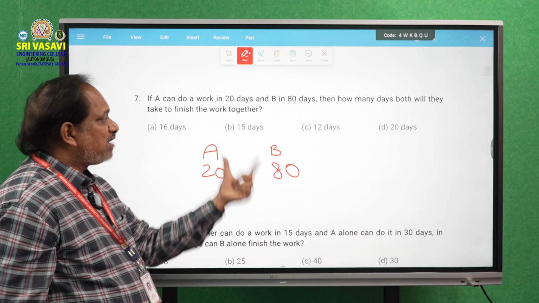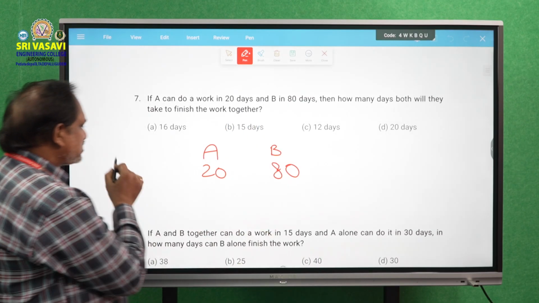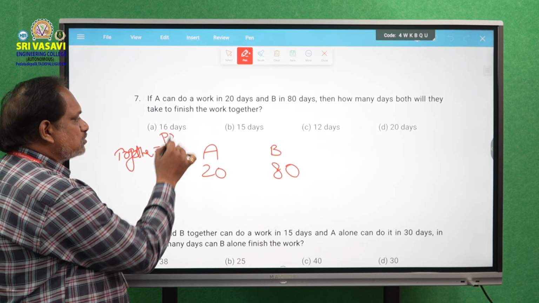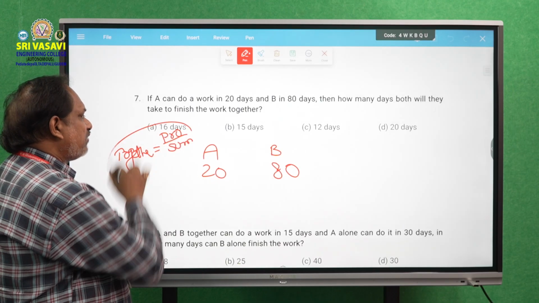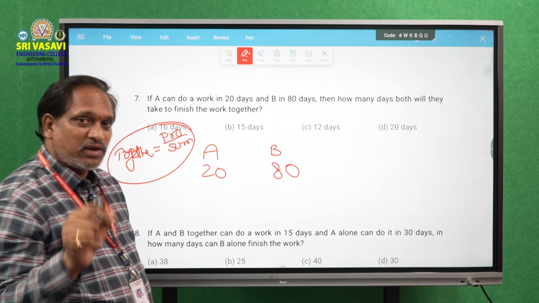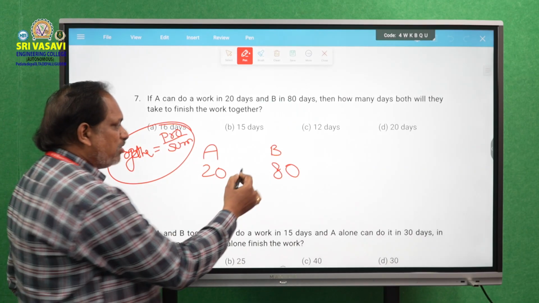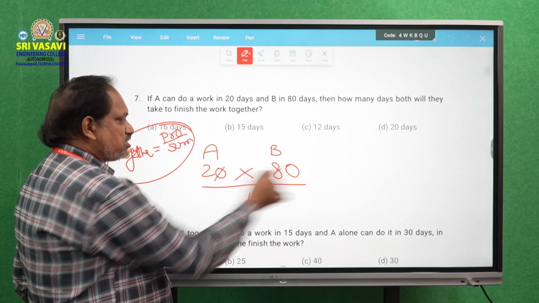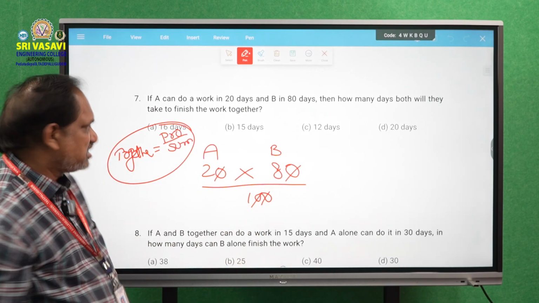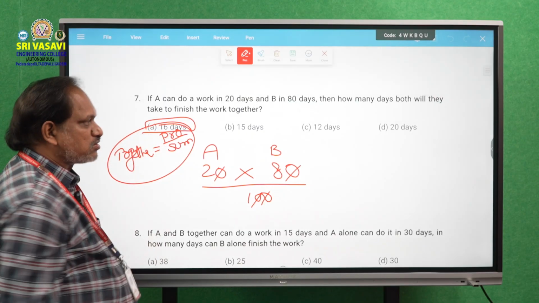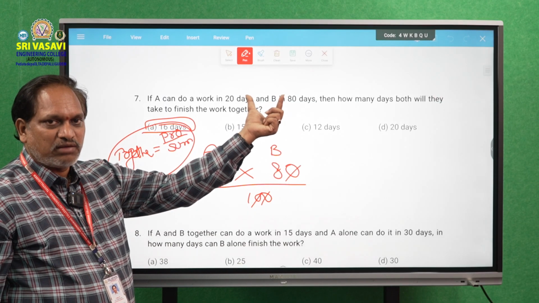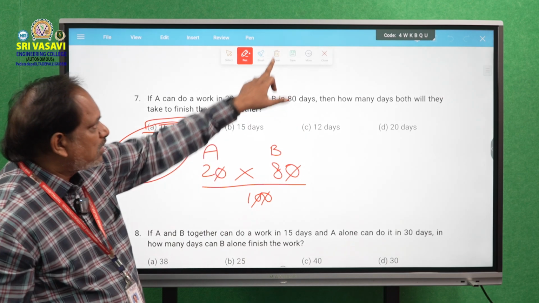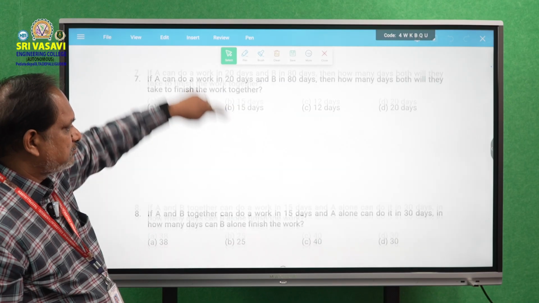concept. So whenever time and work together is required, identify the simple formula: together is equal to product by sum. Whenever time and work, always identify together required, together is equal to product by sum. So now simple logic, 20 into 80, 20 plus 80 is equal to 100. 2 zeros are eliminated, 2 8s are 16. The first option is the right choice for this question. Simple solution to a lengthy question. Whenever together is required, identify product by sum. This is one logic. Now go for a different question.